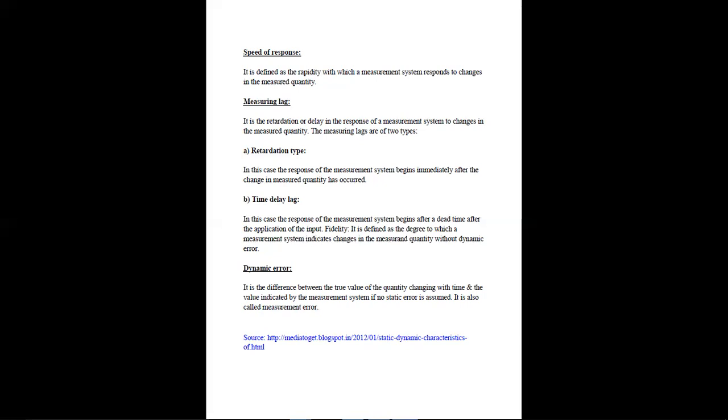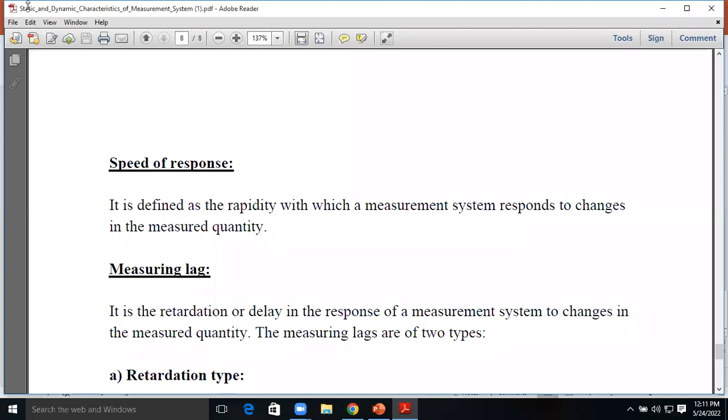The last one is dynamic error. It is the difference between the true value of the quantity changing with time and the value indicated by the measurement system. If no static error is observed, it is called measurement error. This is your static and dynamic characteristics of measuring instrument.